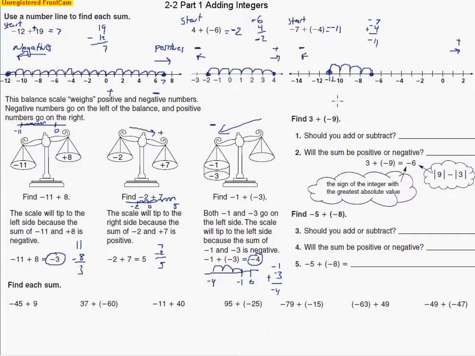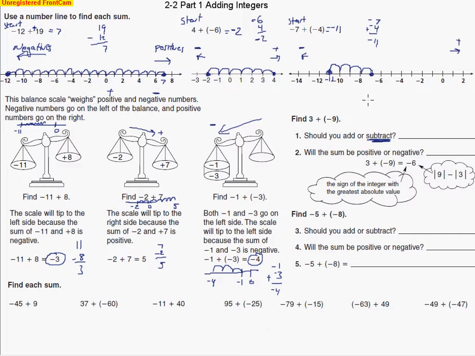So let's take a look at this example over here. Here we've got 3 plus -9. And should we add or should we subtract? Well, they're opposite signs. So we're taking away some negatives to counteract these 3 positives here. So that means we end up having to subtract. And so subtract would be the right answer there. So we're going to subtract. And will the sum be positive or negative? Well, which one has more? Think of the balance scale.